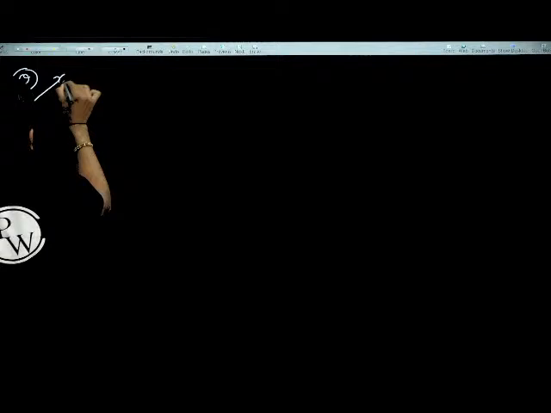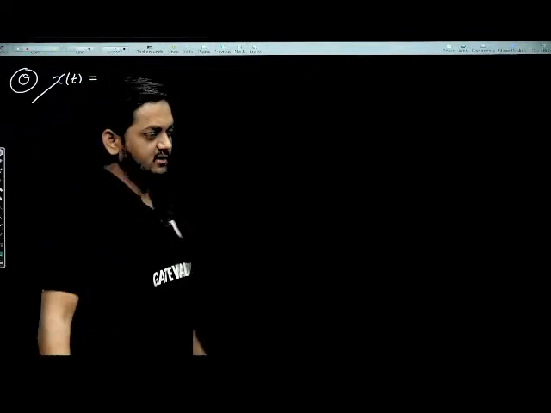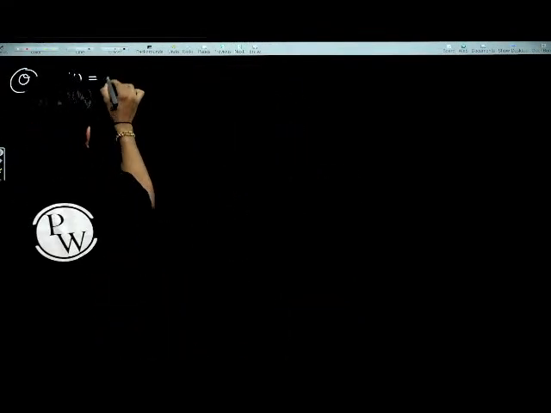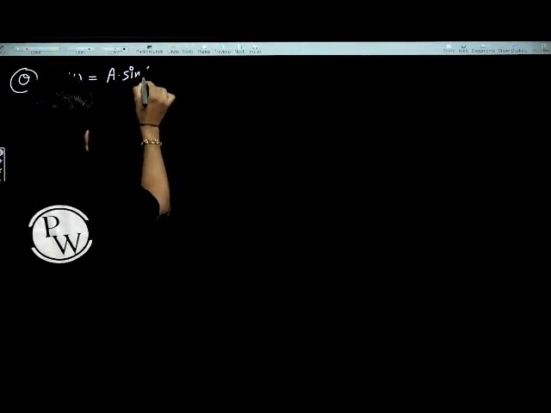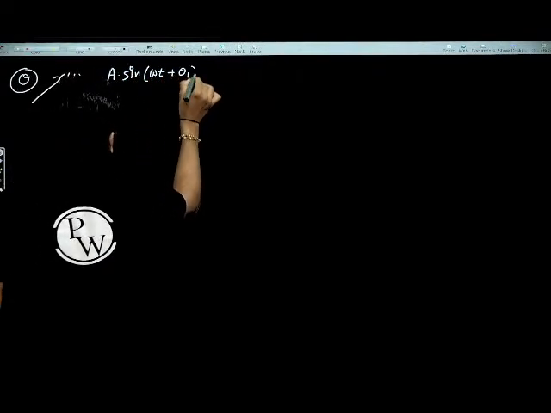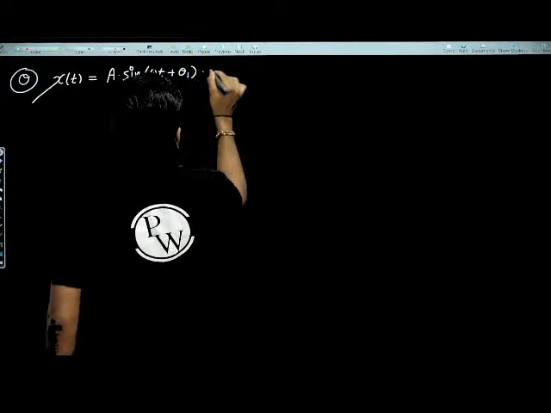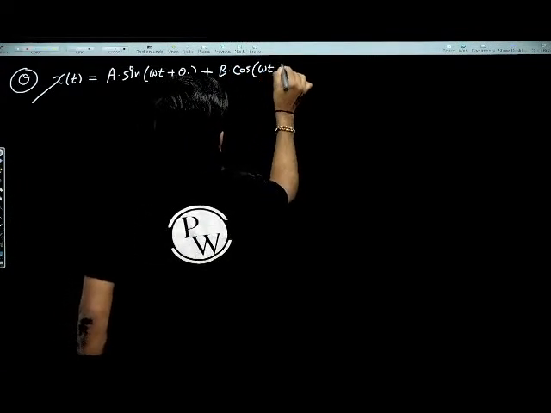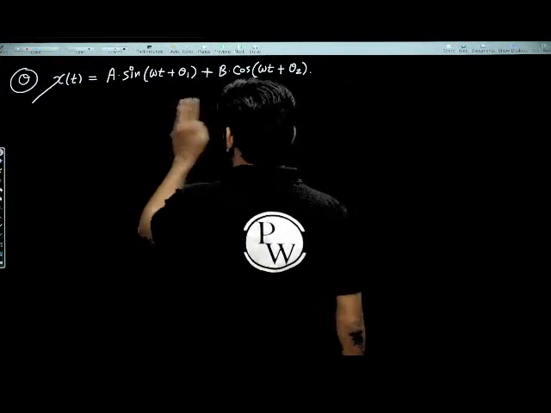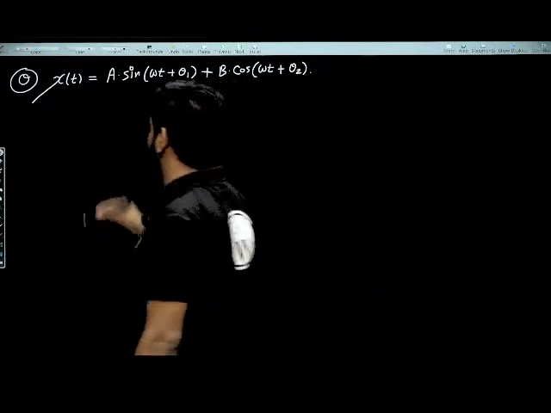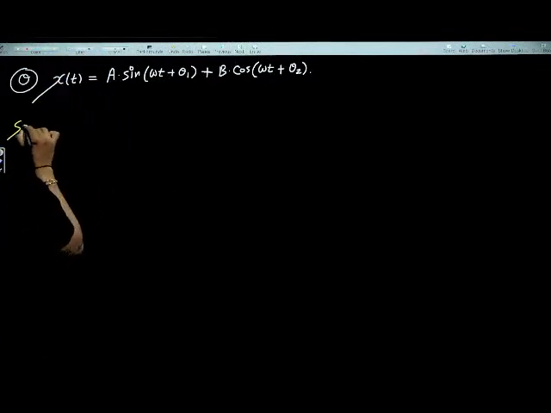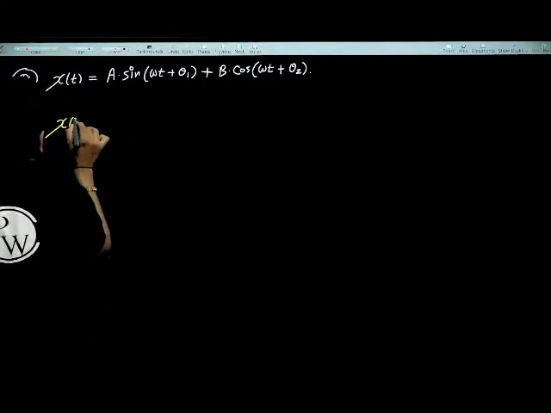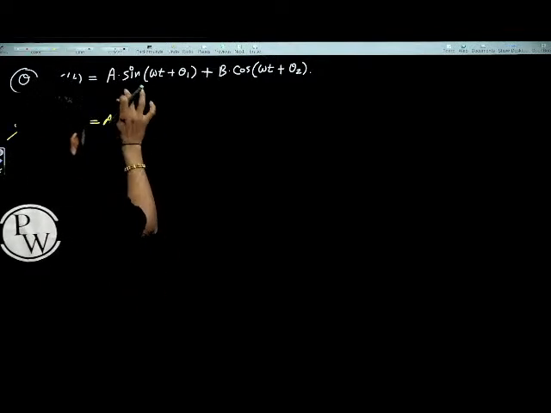Same question, suppose I am writing it, and apply this procedure in each and every question with same frequency and different phase angle. So it is A sin(omega t plus theta 1) plus B cos(omega t plus theta 2). As you can see here, the frequency is the same and the phase angle is different, then convert this into the same frequency without phase angle. It is the sin(A plus B) formula.